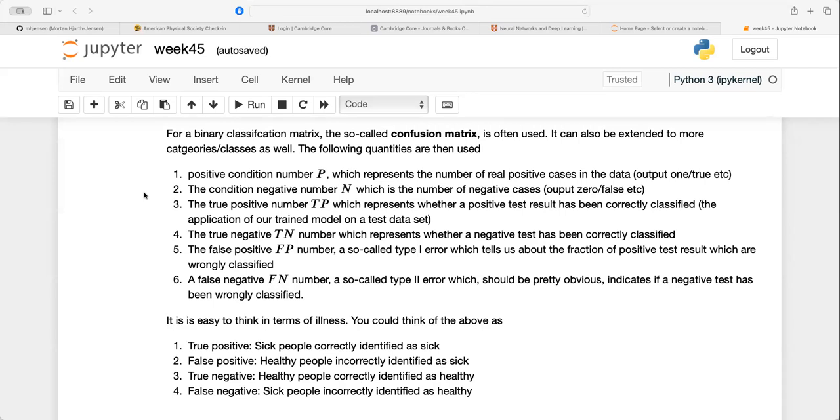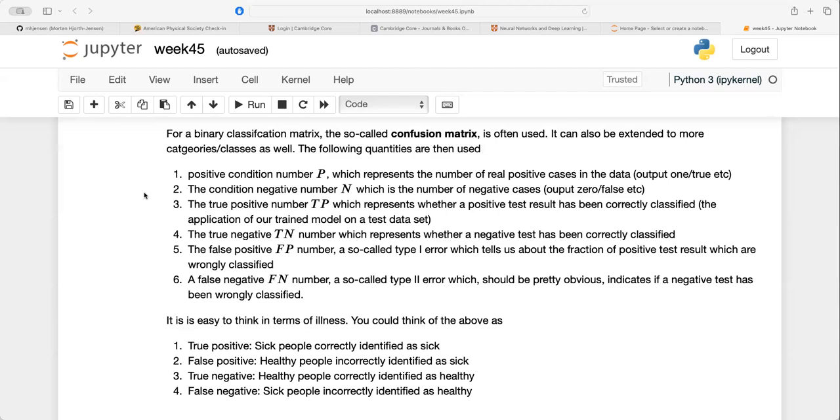And then clearly that leads to true negative. This means the positive results which you have classified wrongly. Sorry, the false positive. Sorry, not the true. The false positives are the numbers, the positive ones which you have classified wrongly. The true negative ones are the cases which are negative, or if you have 0 as an output, which you have classified correctly. And then you would have false negative, which is often also called a type 2 error. That indicates if a negative test has been wrongly classified.